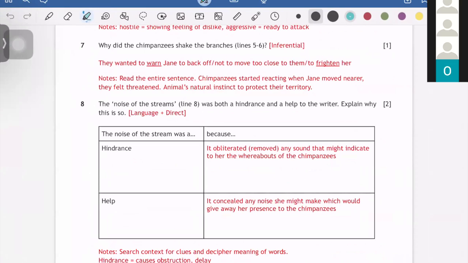Take note of the parts where I put in notes. These are the parts or keywords I need you to take note of for each of the questions.